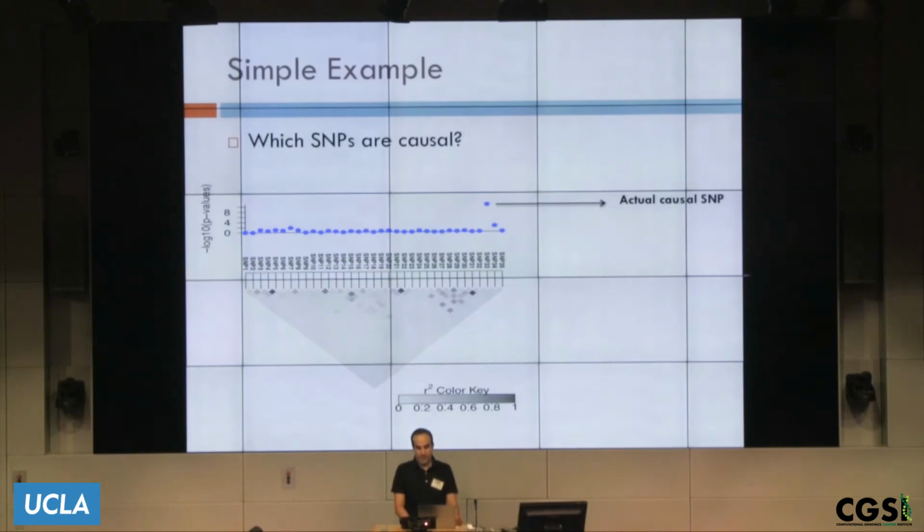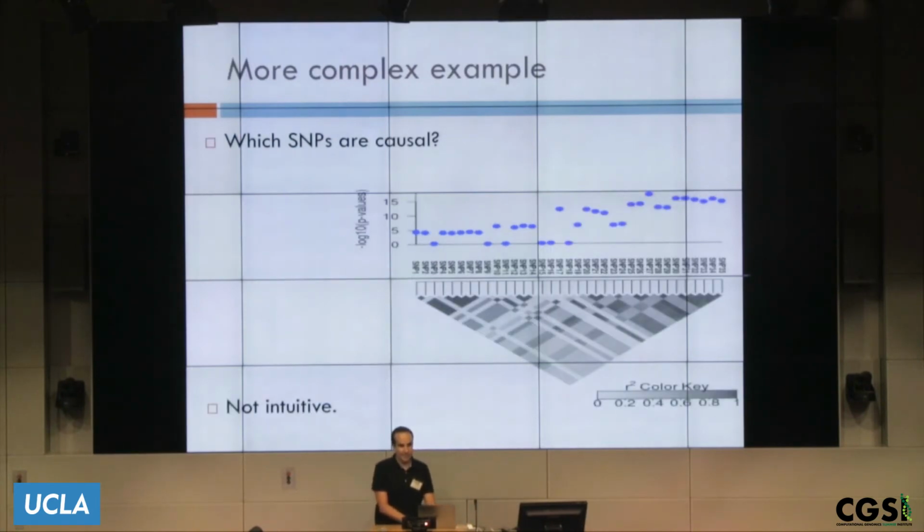Okay, but in practice, how about this one? Which one is the causal SNP? I'll give ice cream to anybody who gets it right. Okay, so actually, there's no way to tell, right? And actually, what we just attempted is the most common approach to doing fine mapping, which is, I kid you not, looking at this plot and then trying to say which is the causal one. It's true, that's usually what people do.